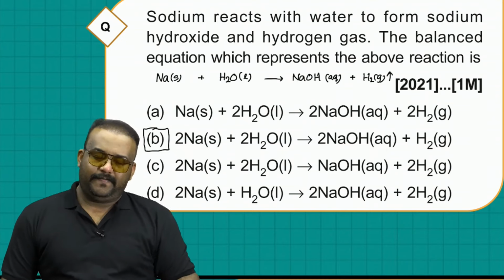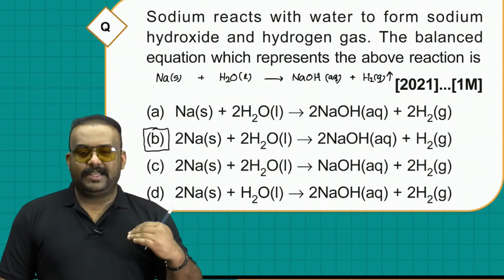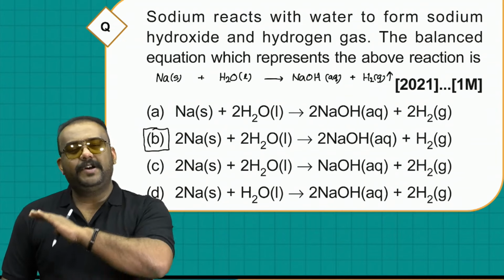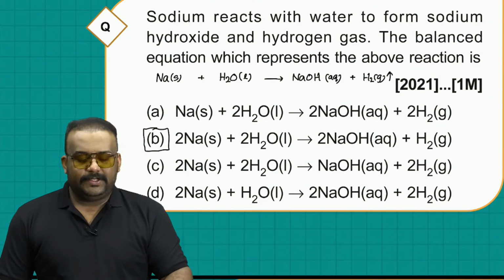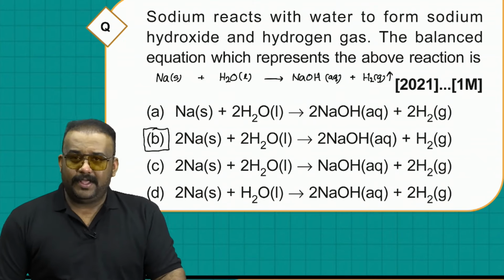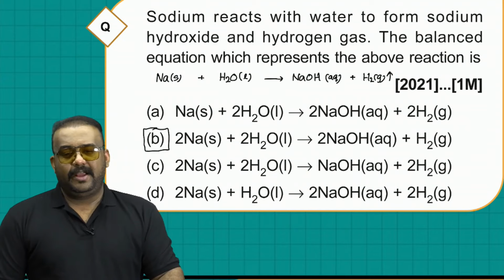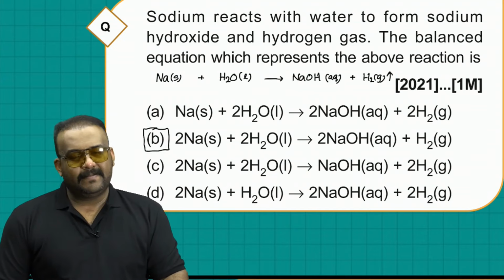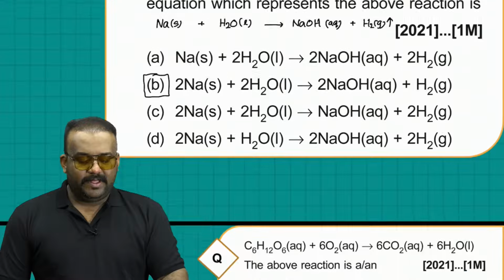So this is how you figure out the correct balanced chemical equation from the word equation given. So I believe everyone understood the steps that we did and how we balanced the equation. Okay, let's move on to the next question.